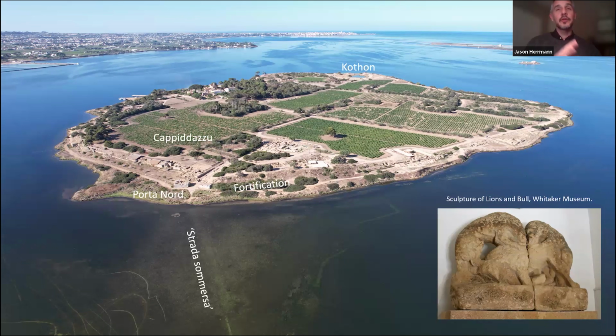What the island is now is a park held by a private foundation, the Whitaker Foundation. And if you have not had the pleasure of visiting Western Sicily and taking the short ferry ride out to Motya to walk through the vineyards and see the archaeological remains, I highly, highly recommend it. And if you do it in June, maybe we could say hello.